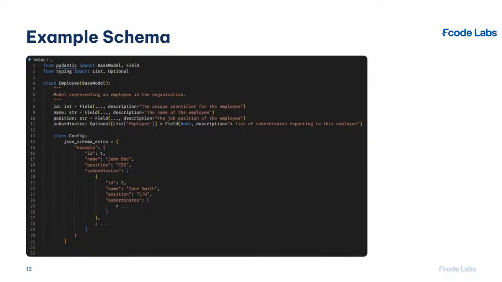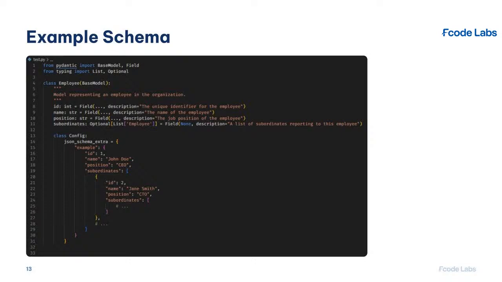And we can add extra fields to the schema by having a Config inner class, and inside the JSON schema extra variable we can define the extra things that we need to attach to the schema model. Here I have attached the example.